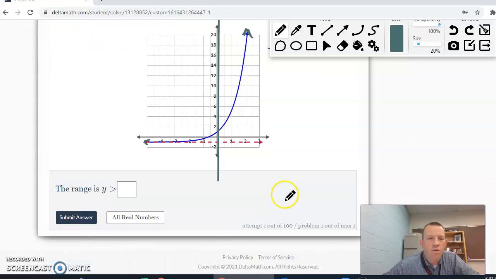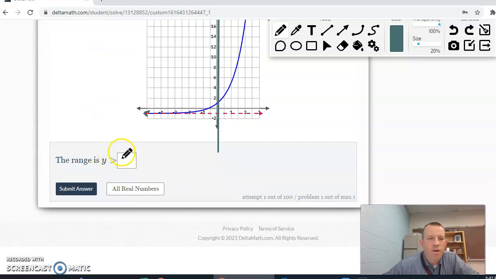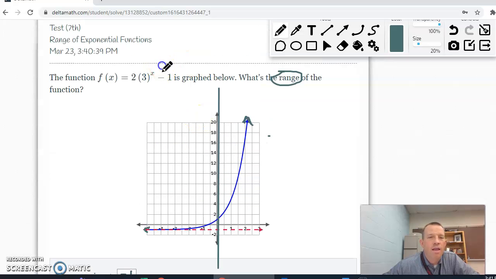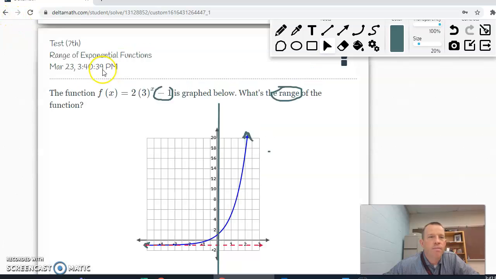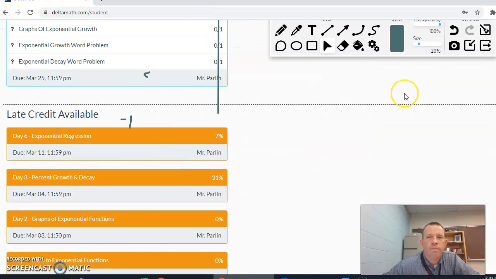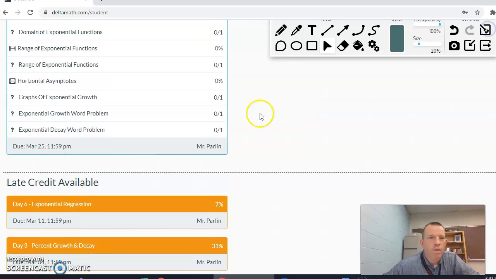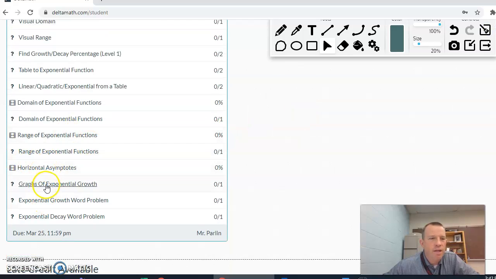All right, so your y is always going to be greater than -1 in this specific question. The range never goes below -1. It's always more than -1. This is the asymptote right here, okay? All right, next question. I'm going to erase everything. All right, so that was range.